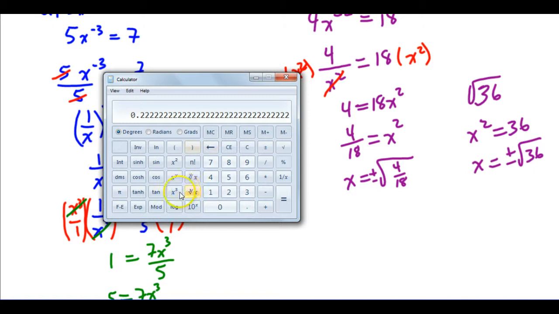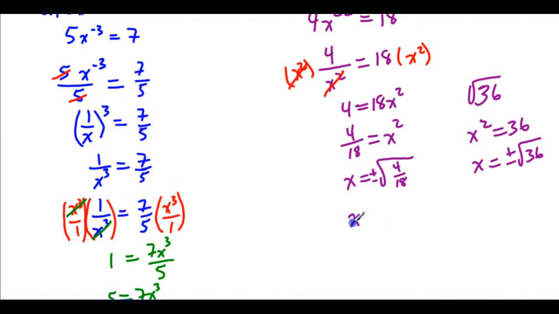0.22222, and we need to take the square root of that, and the square root symbol's over here. And so I'm going to get positive or negative 0.4714. Again, approximately. X is approximately 0.4714, or x is approximately -0.4714.